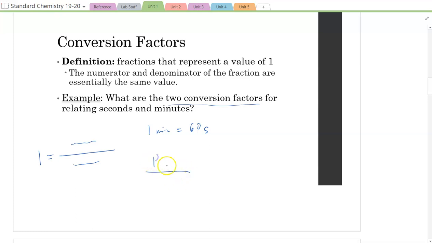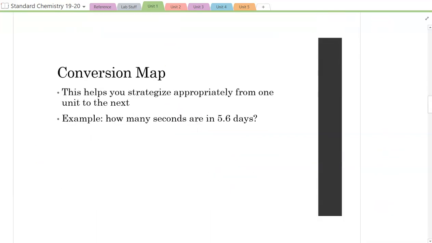Instead, it would either be 1 minute over 60 seconds. Doesn't that look like effectively the same thing on top and bottom? So that's equal to 1. Or alternatively, it can be the other way around, 60 seconds over 1 minute. So these two are essentially the same value, because they're 1. No matter if it's on top or on bottom, the 1 minute can go on top, 1 minute can go on the bottom. The important thing is that you have two different factors for any one relationship. Depending on the situation, we'll use the appropriate one.